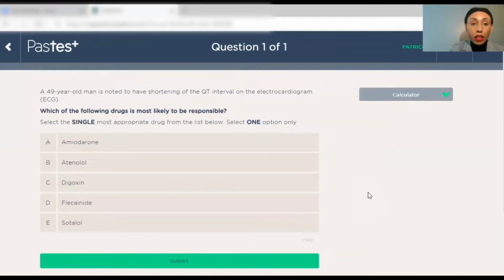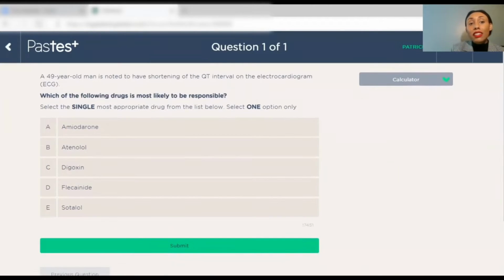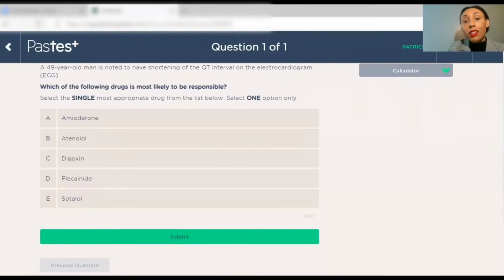Okay, so question 1. We have a 49-year-old man who's noted to have a shortening of the QT interval on his ECG. Which of the following drugs is most likely to be responsible? Select the single most appropriate drug from the list below, and it's highlighted again, select one option only.